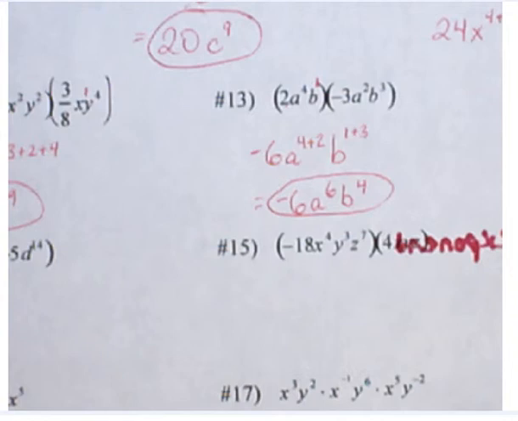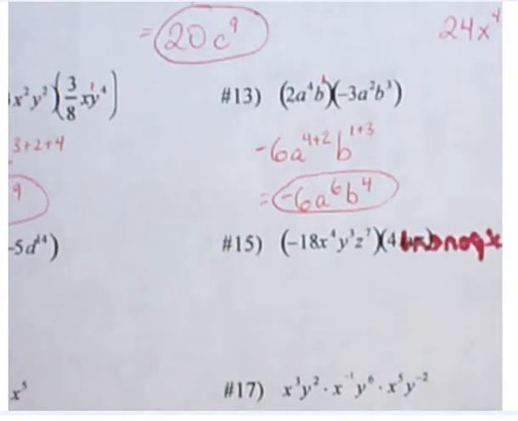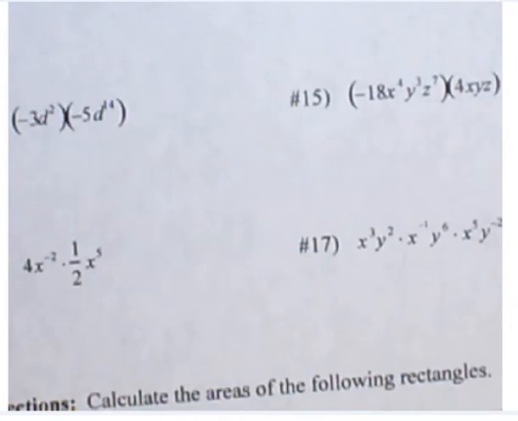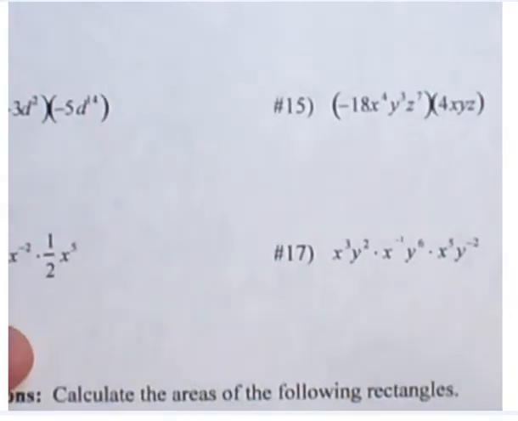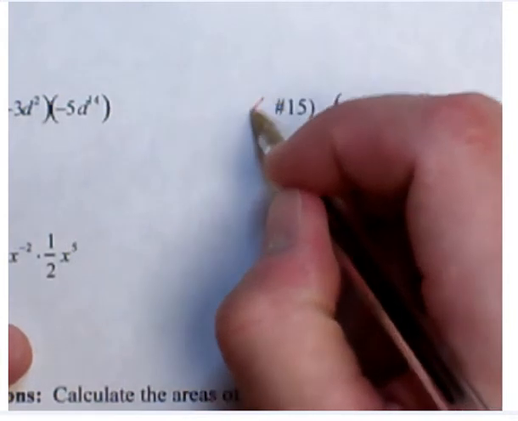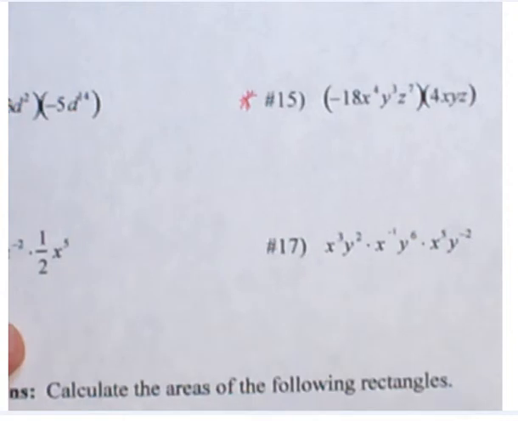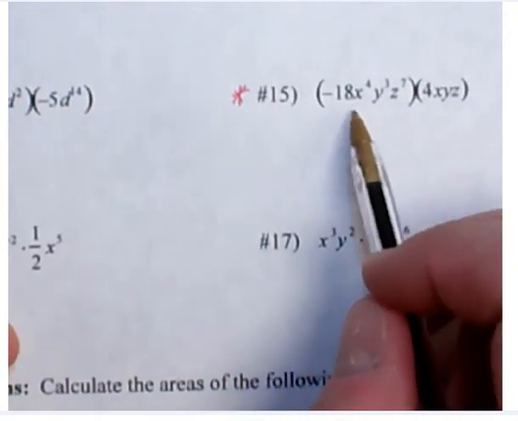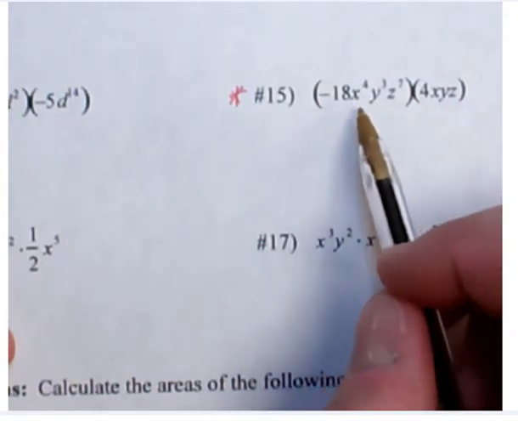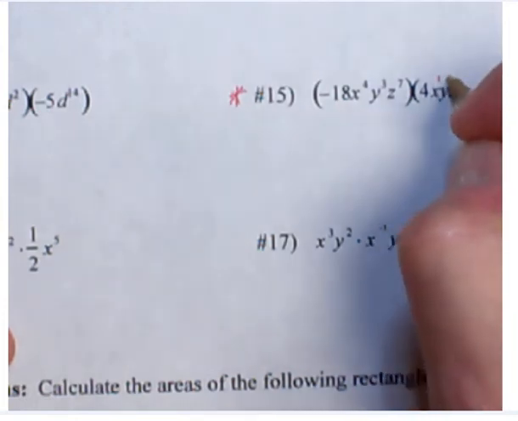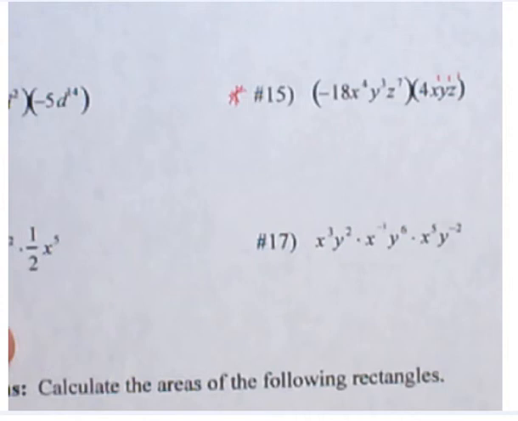Let me switch papers here because number 15 looks kind of messy. All right, let's take a look at 15. I'm going to start skipping around here a little bit. Wow, that looks complicated. Negative 18, x to the fourth, y to the third, z to the seventh, times 4, x to the first, y to the first, z to the first. Let's put the ones there.